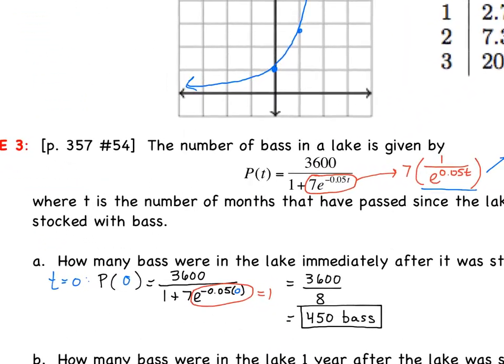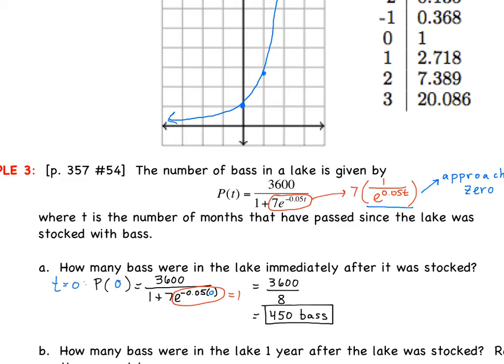So we can go ahead and zoom in. All we're doing is plugging 0 in for t. When we do that, we can see that negative 0.05 times 0 means this power goes to 0. So we have e to the 0, and we know anything raised to the 0 is 1. So our denominator becomes simply 1 plus 7 times 1, or in other words, 8. So we get 3,600 over 8, and we get 450 bass in the lake when it was stocked.